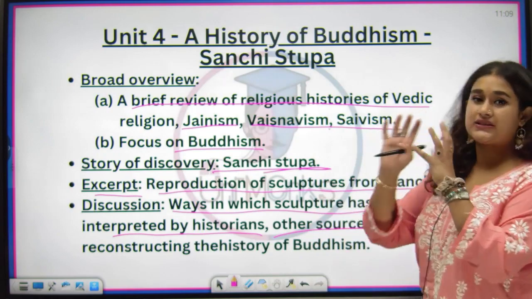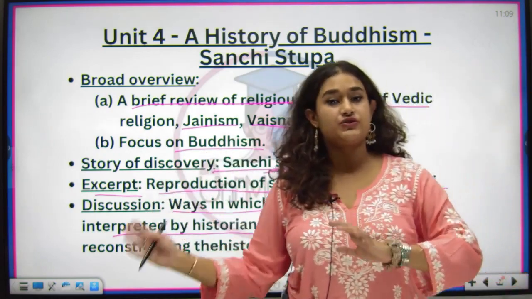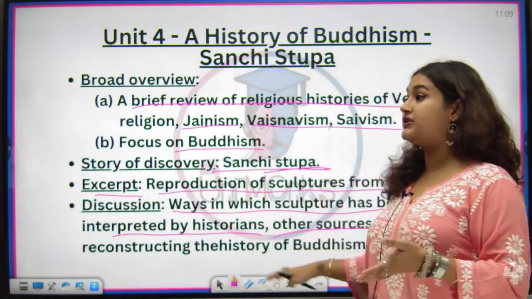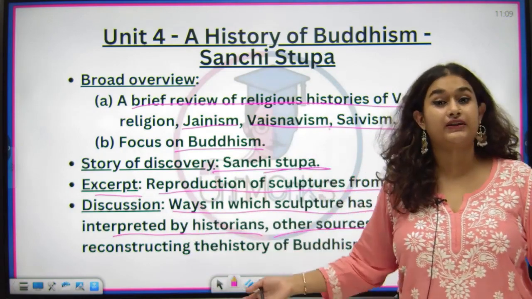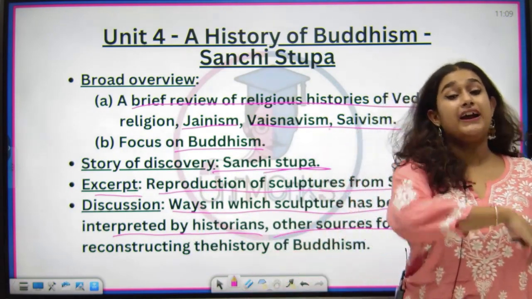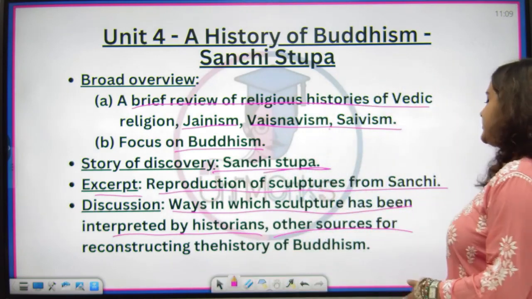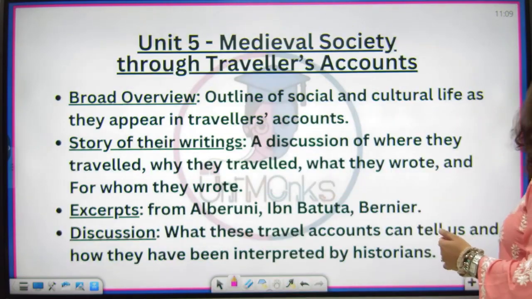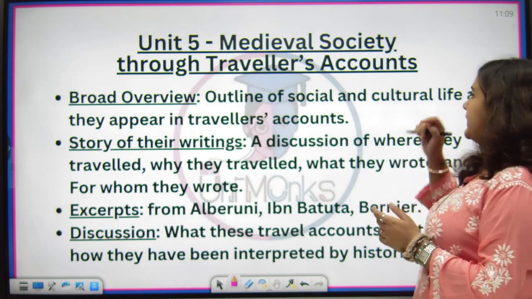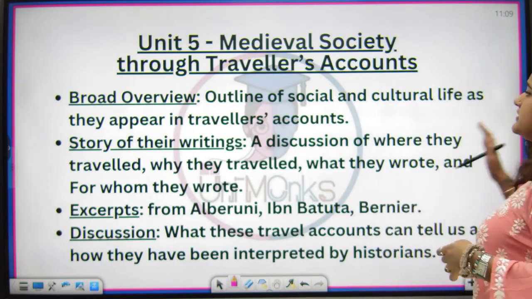Apart from the sculptures that were found, apart from the Sanchi Stupa, we will also discuss the Buddhist texts that were written at the time, and how they have helped historians interpret and reconstruct the history of Buddhism. Unit number 5, medieval society through travelers' accounts.